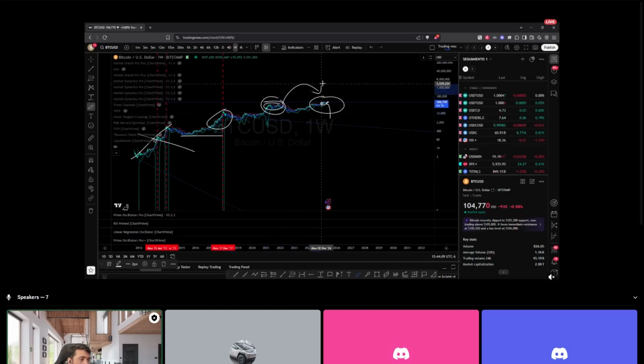Can anybody tell me what is the difference between this cycle and this other cycle? Other than the volume, of course, or the market cap. It starts with an E and it ends with an F. And in the middle there is a T. The ETF. The Bitcoin ETF approval. Yeah.